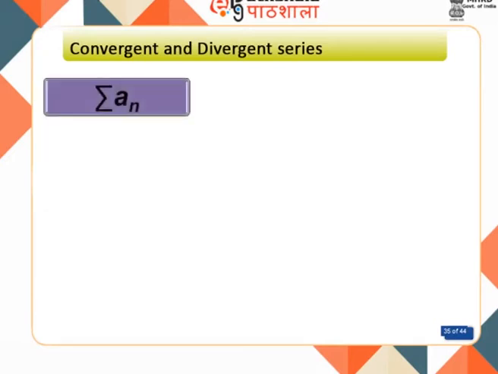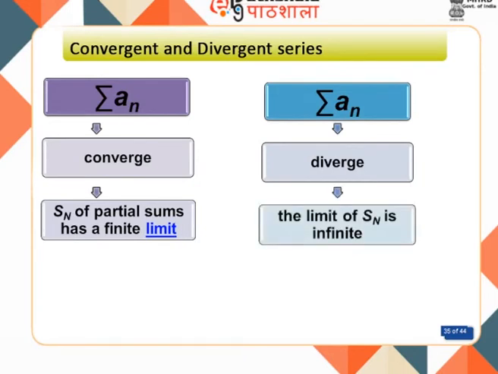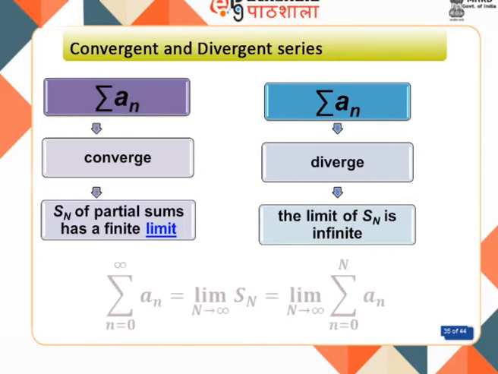A series aₙ is said to converge or to be convergent when the sequence Sₙ of partial sums has a finite limit. If the limit of Sₙ is infinite or does not exist, the series is said to diverge. When the limit of partial sums exists, it is called the sum of the series. It can be written as the summation of aₙ, where n goes from 0 to infinity, is equal to the limit as n tends to infinity of Sₙ, is equal to the limit as n tends to infinity of the summation of aₙ, where n goes from 0 to n.